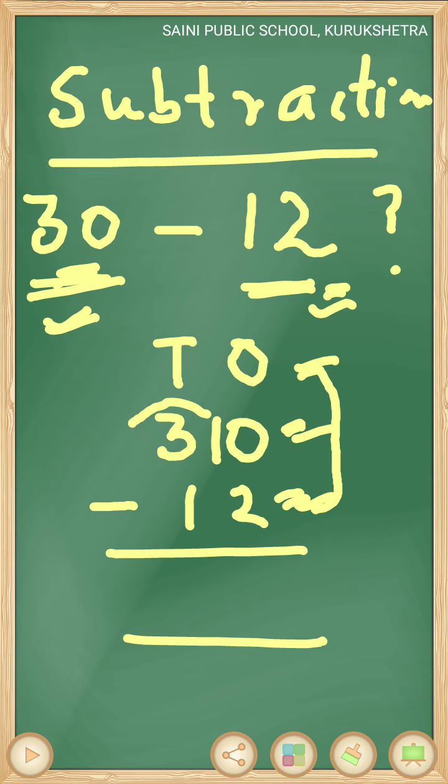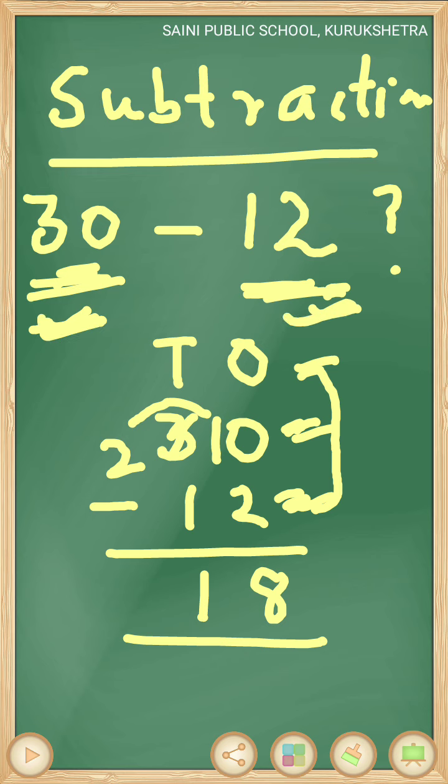Now ones place will become 10 and 2. 10 minus 2, 8. At tens place, this number will decrease by one. It will become 2. Now 2 minus 1, 1. So 18 is the answer. So you have to subtract a number from a bigger number to find the quantity. Means subtraction is taking away a number from a given number. So there are 18 pencils left with you.